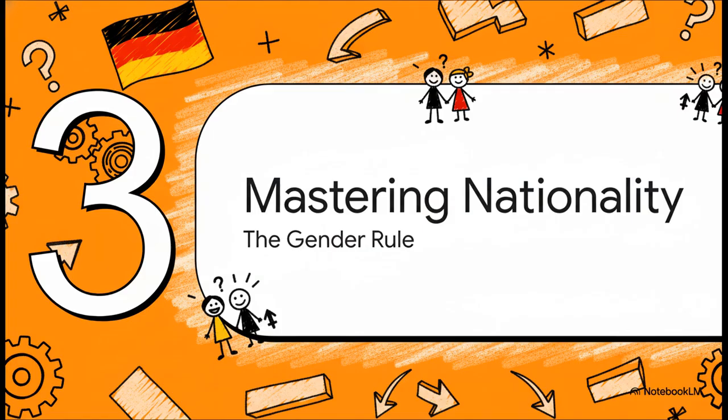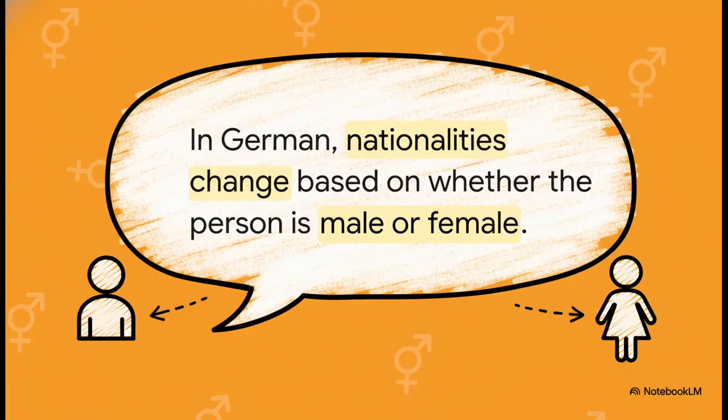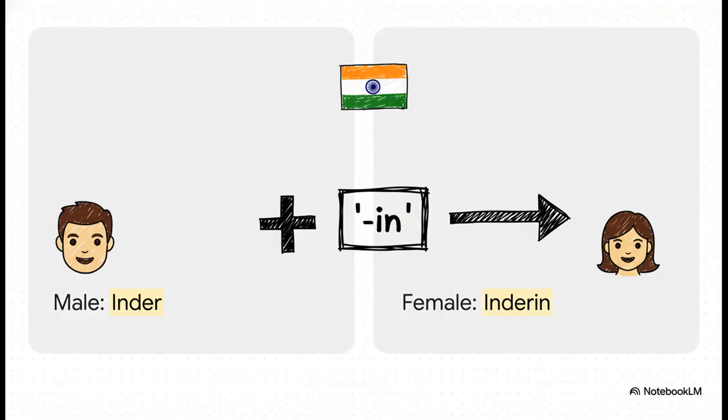Now this is where German throws in a really fascinating little twist that we just don't have in English. It all comes down to one simple but totally crucial rule. And here is that rule. In German, the word you use for your nationality is actually gendered. It changes depending on whether you're male or female. This is a distinction you've absolutely got to know. And this slide shows you exactly how it works. A man from India is an Inder, but a woman from India is an Inderin. See that little suffix at the end, in? You just add that to the masculine form to make it feminine. It's a neat little trick.